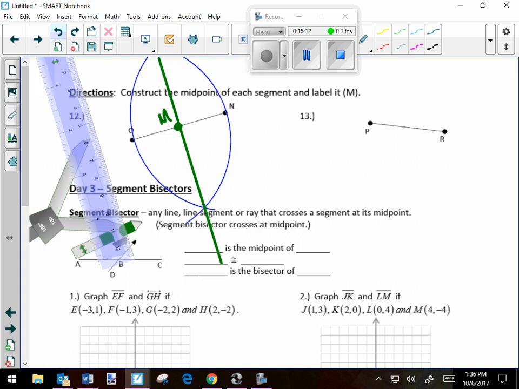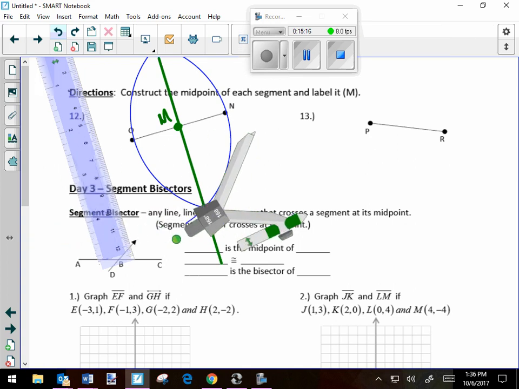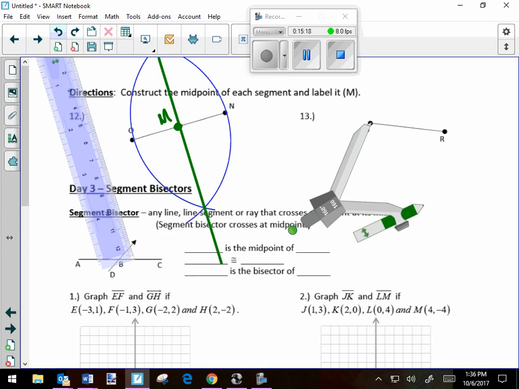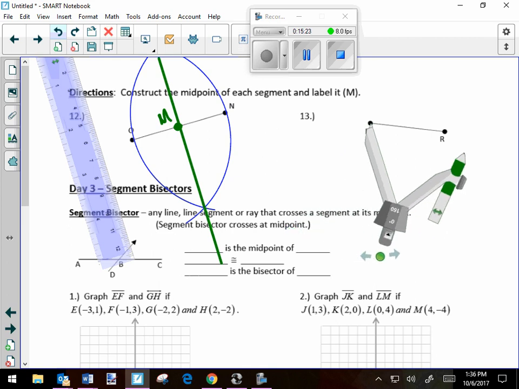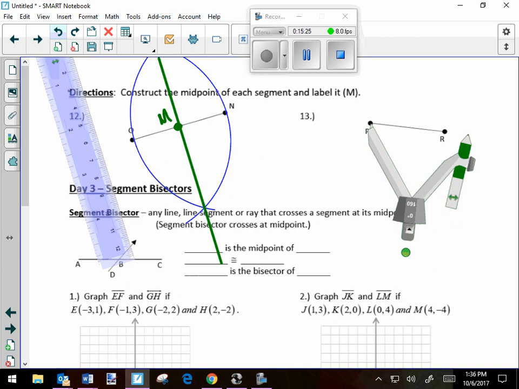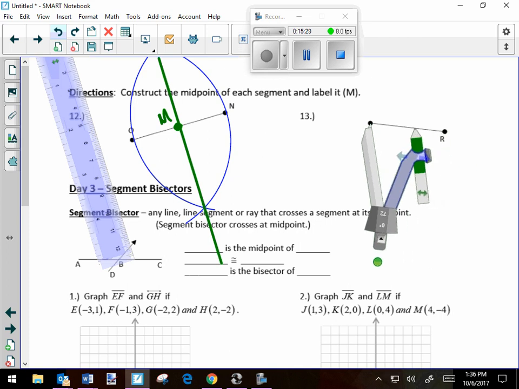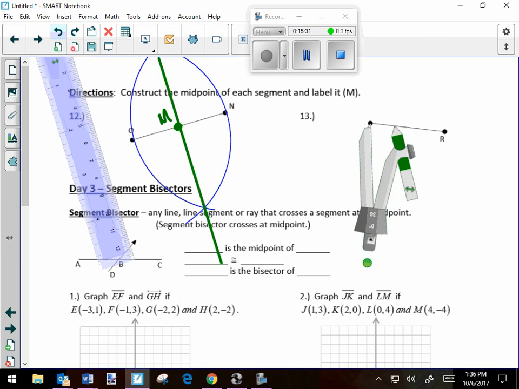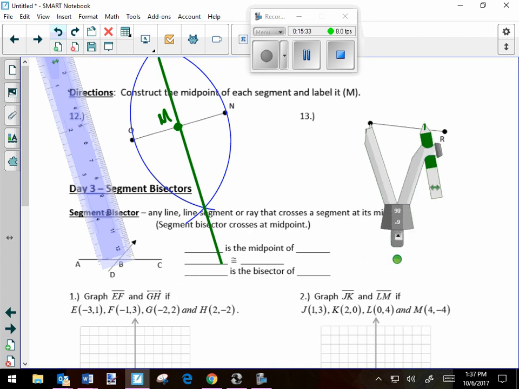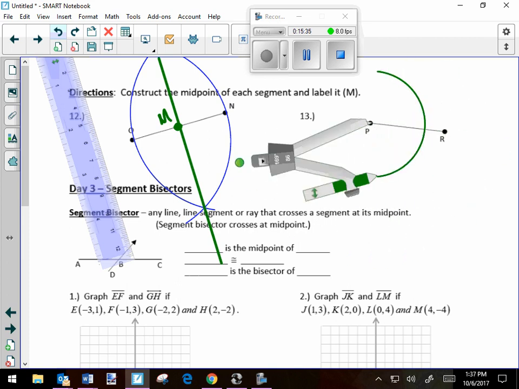In question 13, it's the same thing. In question 13, I'm going to put my compass at one endpoint. Make sure that I have it lined right up with that one point. It really only needs to be past the halfway point. That's the way that we've done things right along, is past the halfway point.